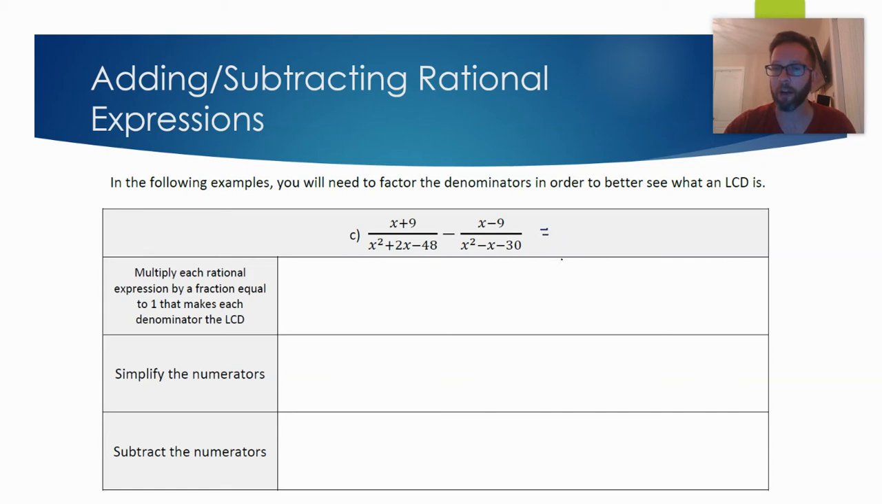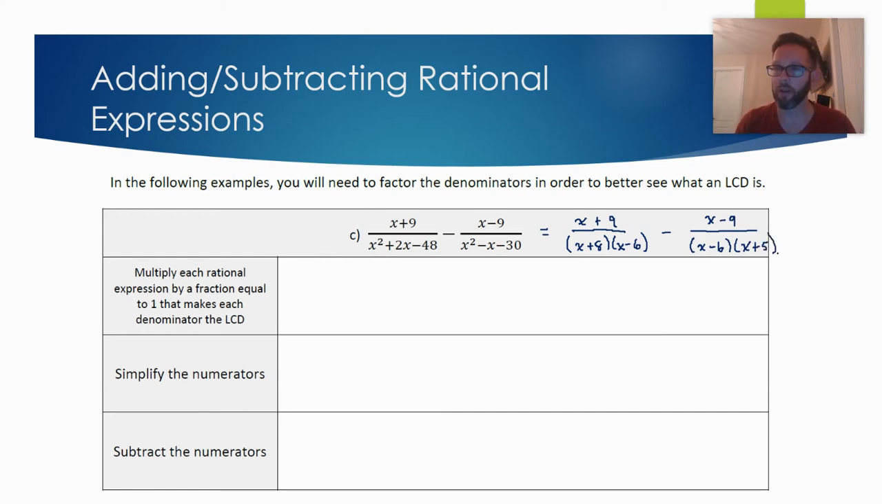I'm going to do that factoring off to the right here as a little bit of an initial step. So with my first expression, the bottom is a simple trinomial, what adds to 2, multiplies to negative 48. That's negative 8 and positive 6, positive 8 and negative 6. And the denominator, my second guy, what adds to negative 1 and multiplies to negative 30, that is negative 6 and positive 5.